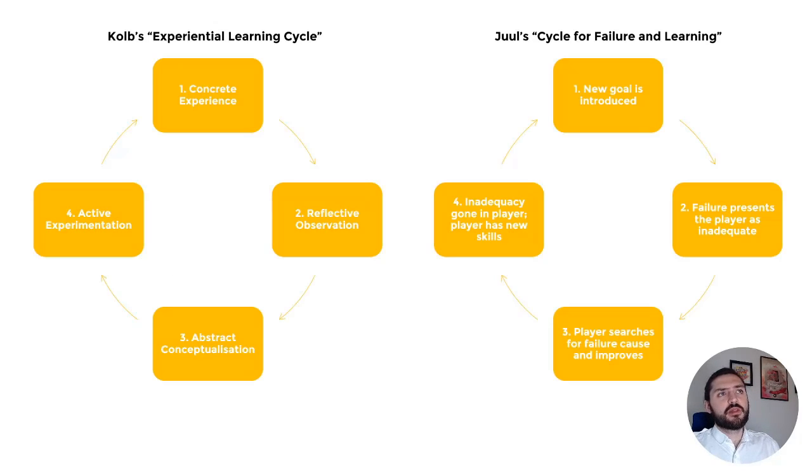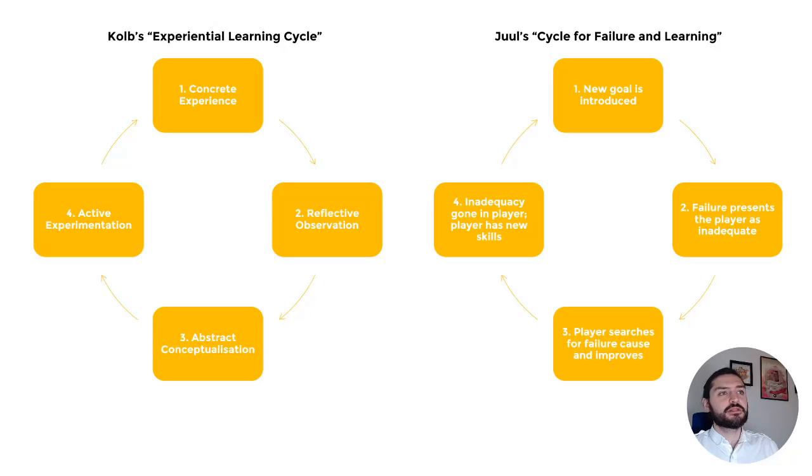So here we can see the similarities between Kolb's experiential learning cycle and Juul's cycle for failure and learning, which is on page 60 of his book. In Kolb's cycle, it starts with 1. A new experience or situation is encountered, or a reinterpretation of existing experience. In Juul's cycle, this is a new goal is introduced. The second is that you're reviewing and reflecting on this experience, looking for inconsistencies between experience and understanding. And in Juul's, failure presents the player as inadequate.